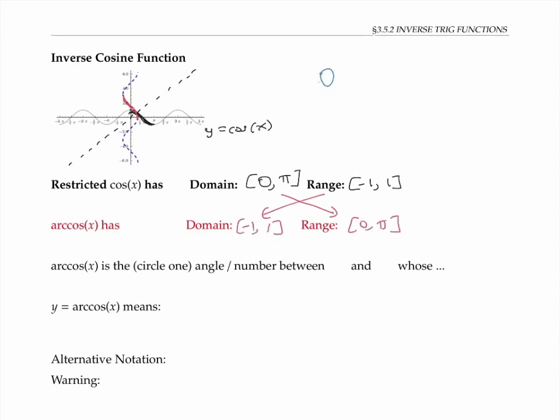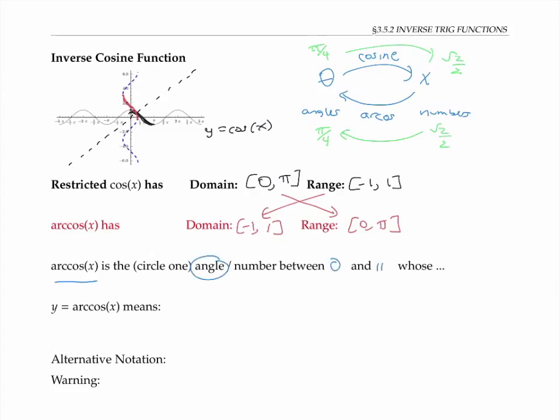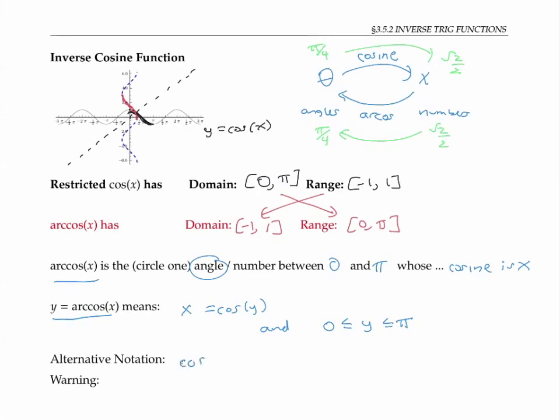Since cosine takes us from angles to numbers, arc cosine takes us from numbers back to angles. For example, cosine of pi over 4 is the square root of 2 over 2, so arc cosine of the square root of 2 over 2 is equal to pi over 4. Arc cosine of x is the angle between 0 and pi, whose cosine is x. In other words, y equals arc cosine of x means that x is equal to cosine of y, and y is between 0 and pi, since otherwise there'd be lots of possible answers for an angle y whose cosine is x. The alternative notation for arc cosine is cosine inverse.